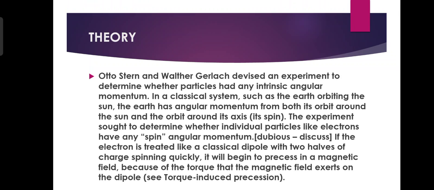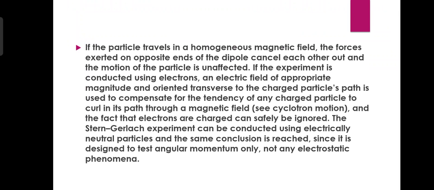If the electron is treated like a classical dipole with two halves of charge spinning quickly, it will begin to precess in a magnetic field because of the torque that the magnetic field exerts on the dipole. If the particle travels in a homogeneous magnetic field, the forces exerted on opposite ends of the dipole cancel each other out and the motion of the particle is unaffected.